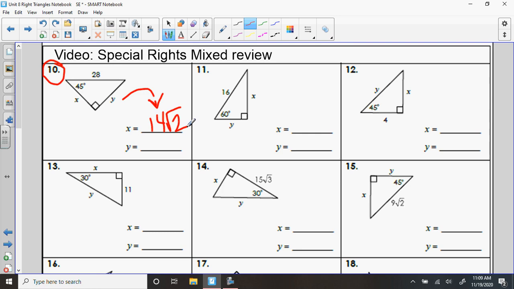11, that's the hypo of a 30/60/90. The little leg is half. The big leg is little leg times radical 3. 12, the legs of a 45/45/90 are equal. So that has to be 4. The hypo is 4 times radical 2.